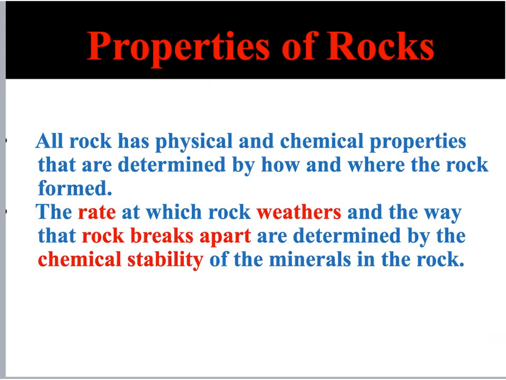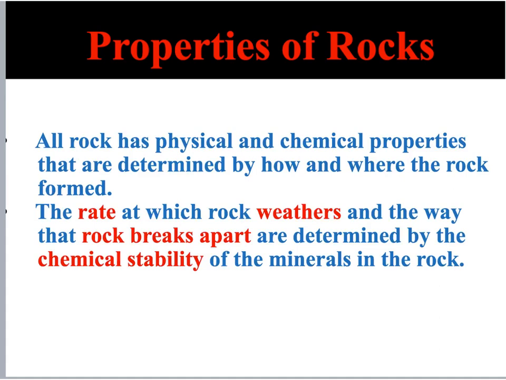All right. All rock has physical and chemical properties that are determined by how and where the rock is formed. Okay. The rate at which the rock weathers and the way that the rock breaks apart are determined by the chemical stability of the minerals in the rock. So as we learned in the first lecture, rocks are made of a lot of different types of minerals. Some are harder than others. Some are softer. Some react to chemicals. There's a lot of different properties within these minerals, right?